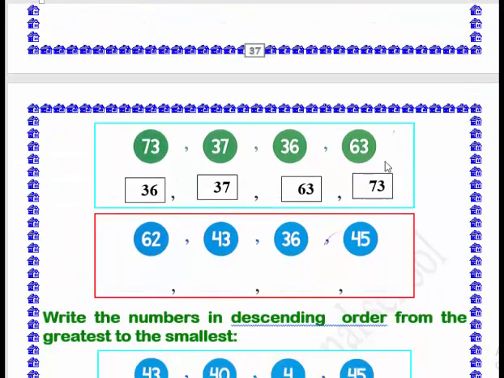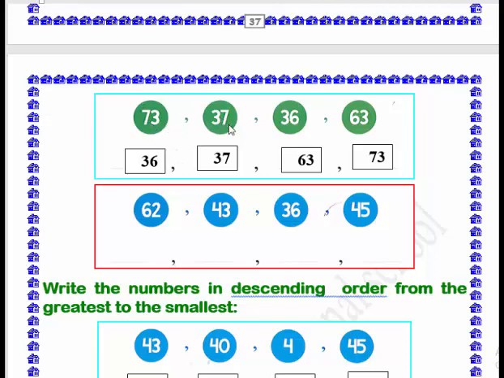Open page 38. We have 73, 37, 36, and 63. Which one is the smallest tens? 7 or 3 or 3 or 6? 3. Now we have 37 and 36. They have the same tens. Now look at the ones. 7 or 6 is the smallest. 6, so 36 is the smallest. We start with 36 and then 37. Now we have 73 and 63. Where are the tens? 7 and 6, which is the smallest? 6, so 63 and 73.